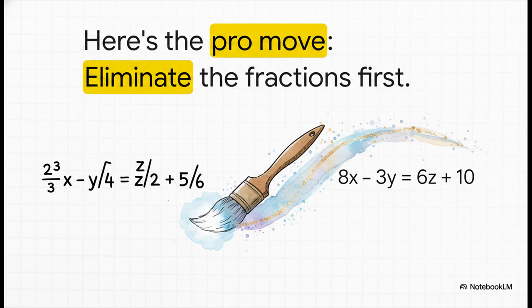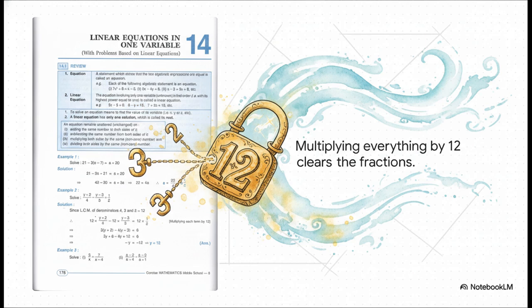How? You find a number that all the bottom numbers, the denominators, can divide into evenly. In this case, if you look at the bottom numbers, we have a 4, a 3, and a 2. They all go into 12. So we use our multiplication rule and multiply every single piece of the equation by 12. And just like magic, that one move makes all the fractions vanish.